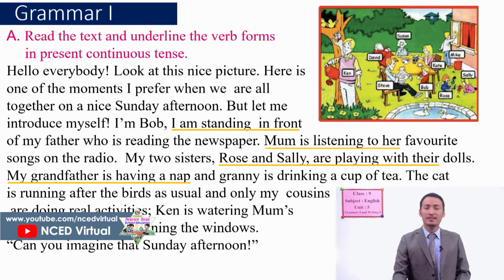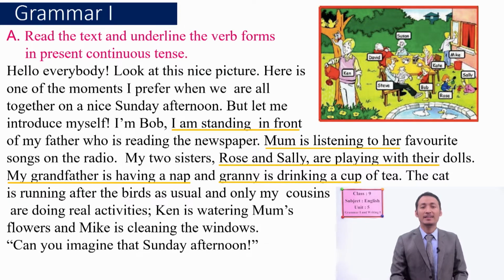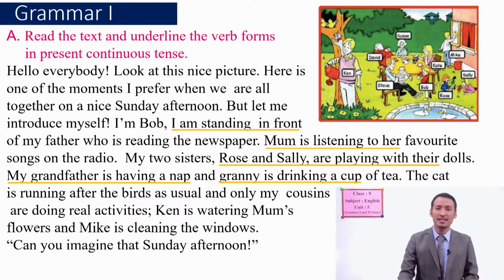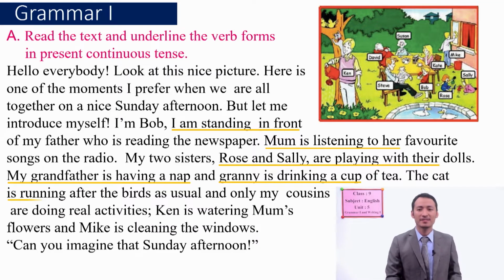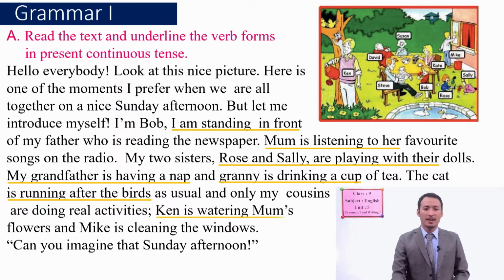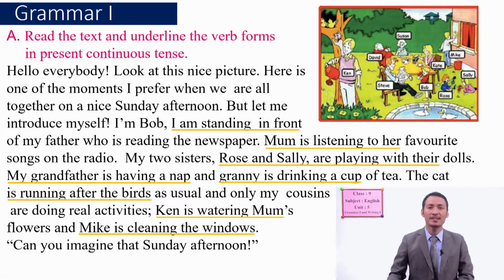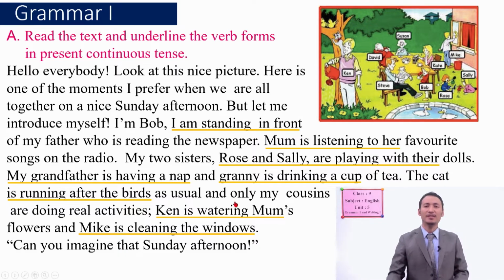And another sentence, as you have guessed, my grandfather is having a nap. And the next one, Granny is drinking a cup of tea. You are absolutely right. And the next one is, yes, the cat is running after the birds. And another one is, Ken is watering mom's flowers. And finally, we have another sentence with present continuous form, that is, Mike is cleaning the windows. Okay students, these are the present continuous forms. Did you have these ideas before?